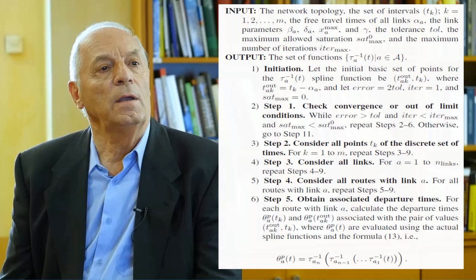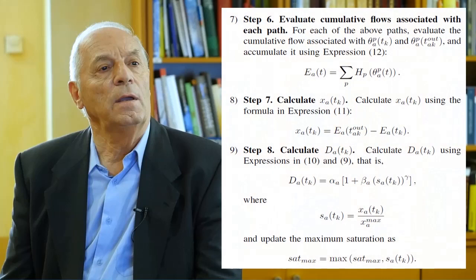In step 1, we check for convergence by means of the tolerance, maximum number of iterations, and maximum saturation. If convergence or out-of-range values are detected, we move to step 11 to end the algorithm. Steps 2, 3, and 4 reproduce a nested triple loop for the basic set of times, all links, and all paths containing the actual link. In step 5, we calculate the departure and associated exit time for link A using the actual spline function as indicated. In step 6, we evaluate the cumulative flows associated with each path using the indicated formula.